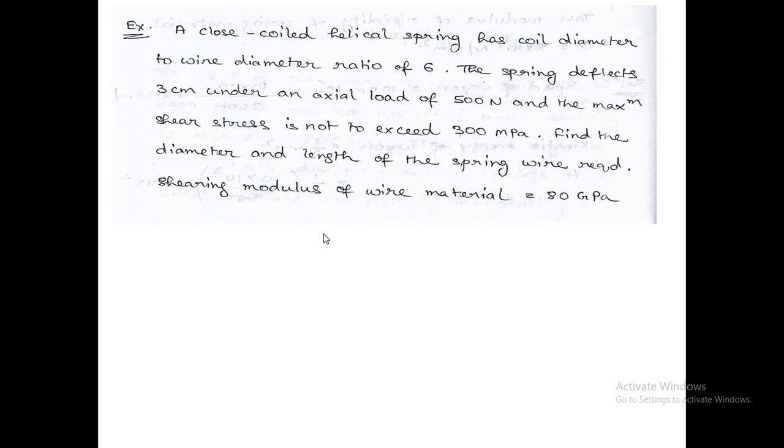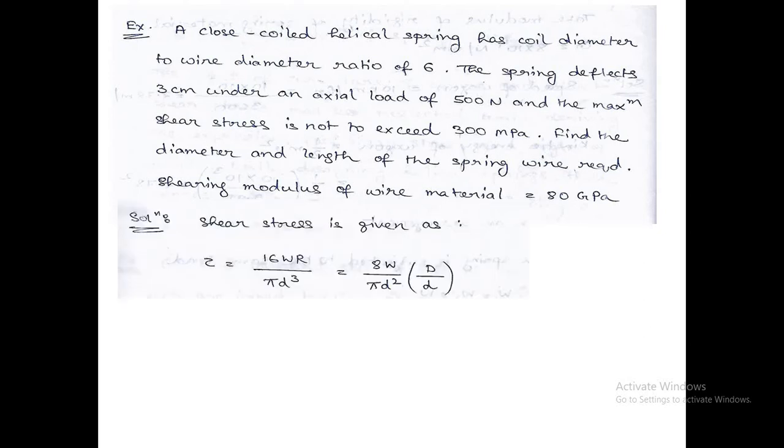So we have solved one problem. Let's solve another problem. Here the question: a closed coil helical spring has coil diameter to wire diameter ratio of 6. The spring deflects 3 cm under an axial load of 500 newton, and the maximum shear stress is not to exceed 300 MPa. Find the diameter and length of the spring wire required. Shearing modulus of wire material is given as 80 GPa.